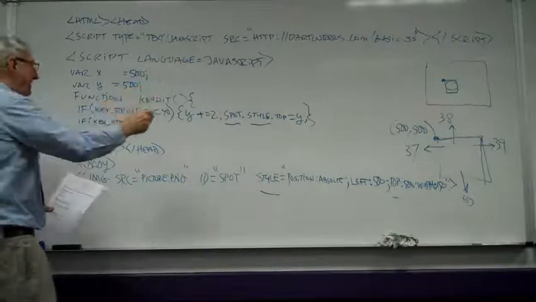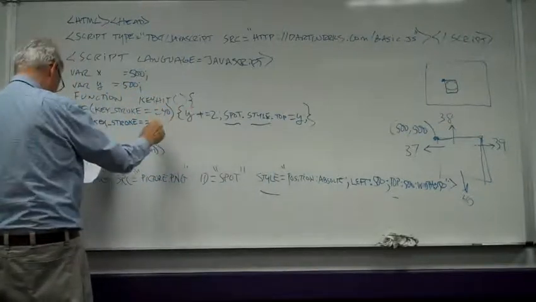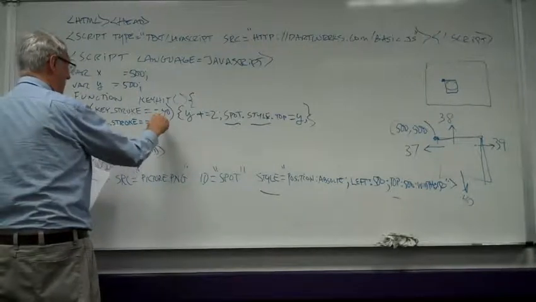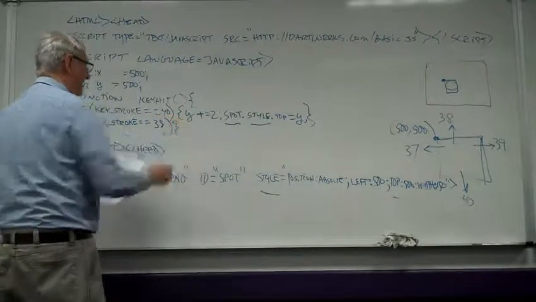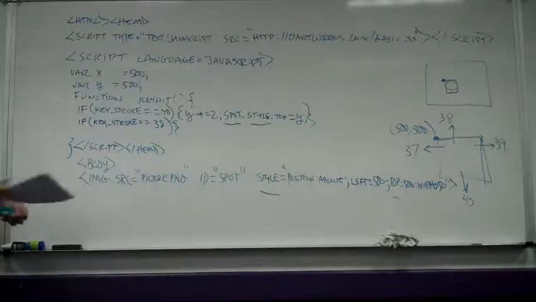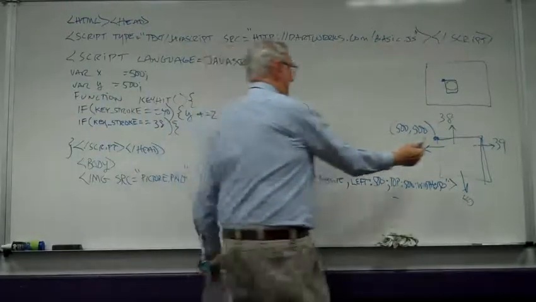Someone besides you, someone else. Give someone else a chance here. So I said 38. Now, if I say 38, which way is it going to go? Up, because 38 is the up key.